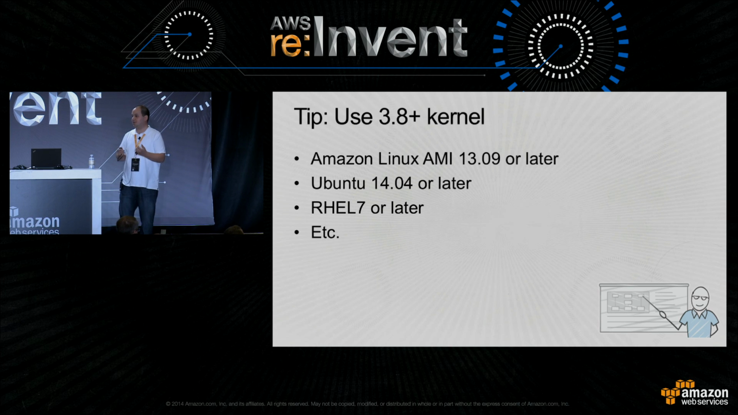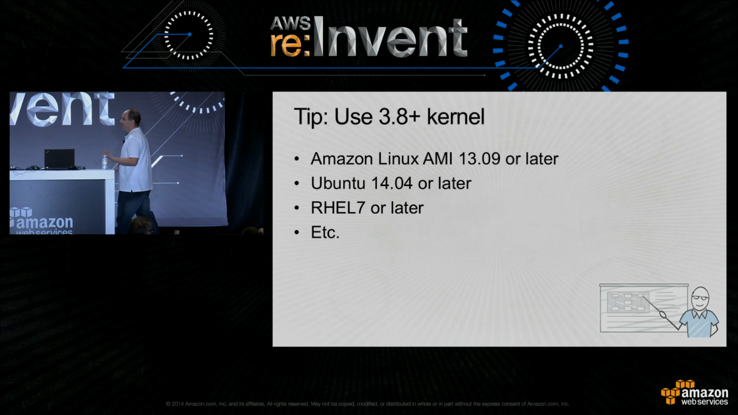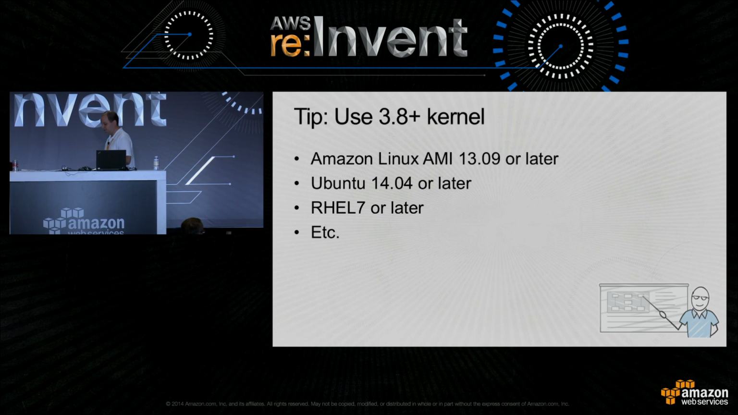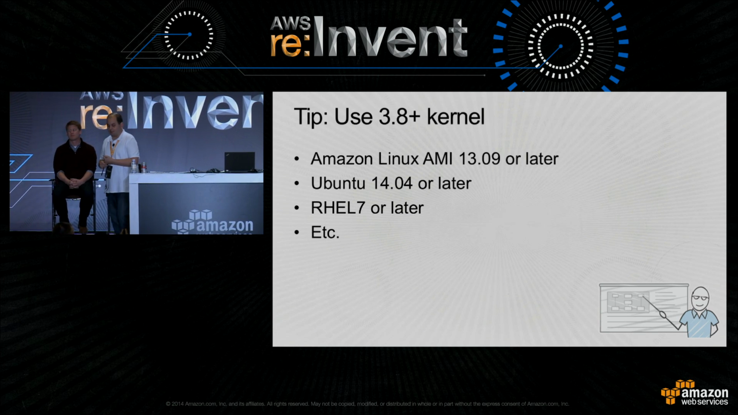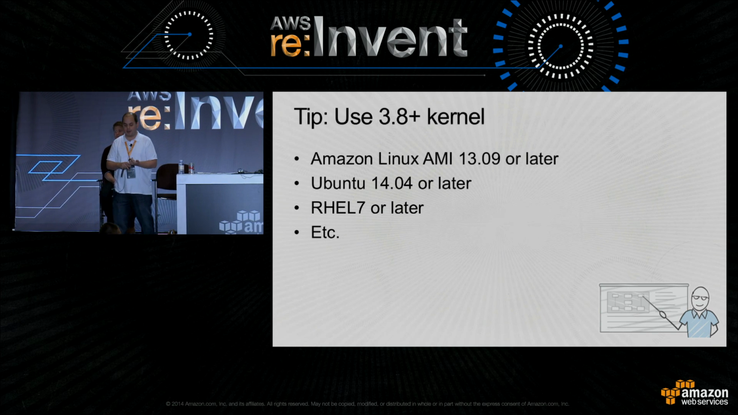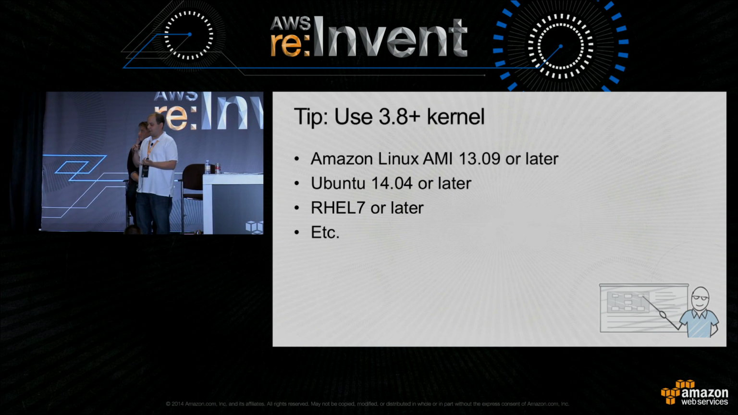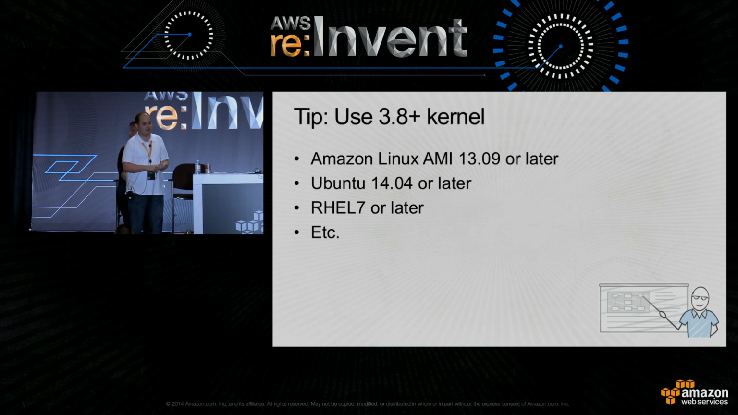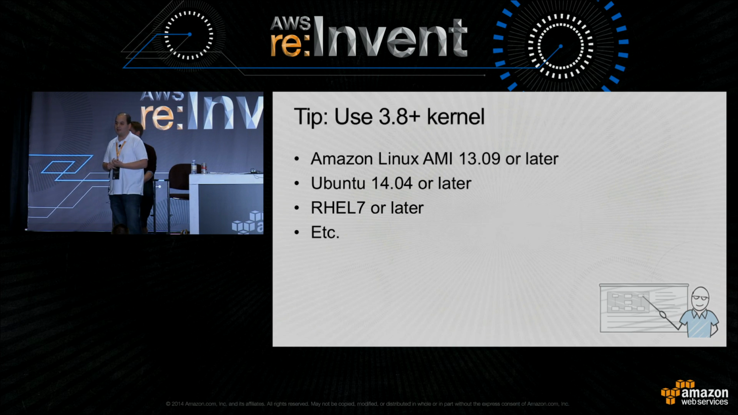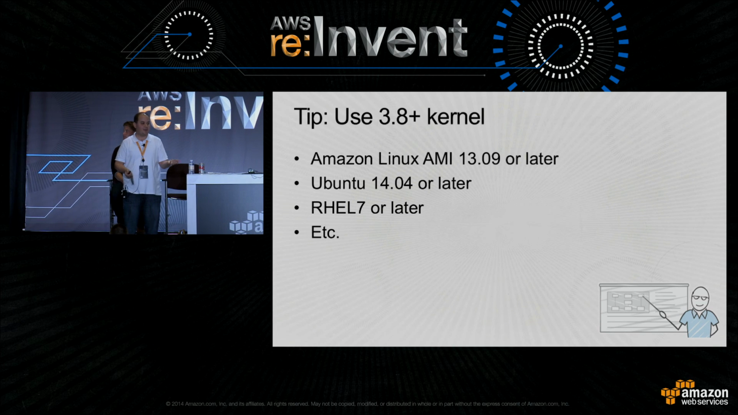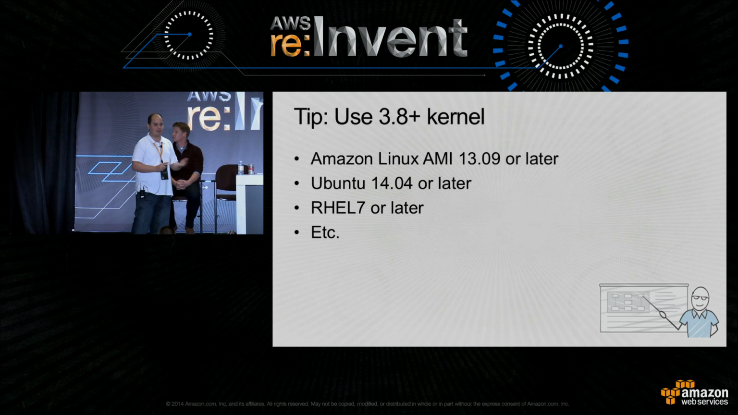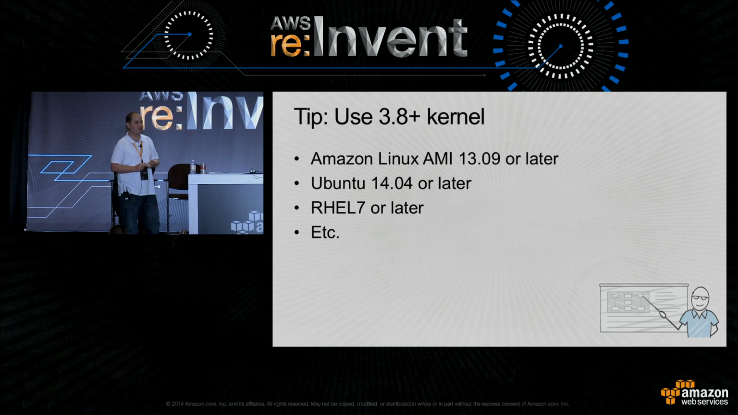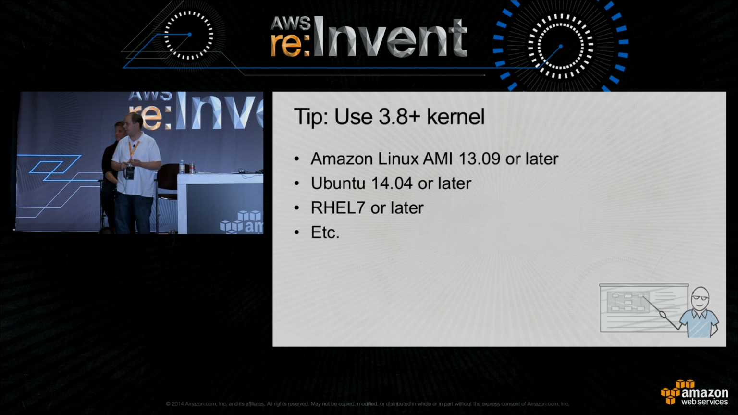The first tip is to make sure you're using at least the 3.8 kernel version. So the 3.8 kernel introduced a number of features that without those features, you just won't get this IOPS rate. And fortunately, every version of Amazon Linux AMI since 1309 has these features already. So if you're an Amazon Linux user, you're already covered. Ubuntu 14.04 in later versions also have this feature. So if you're an Ubuntu user using at least the 14.04 version, you're covered.